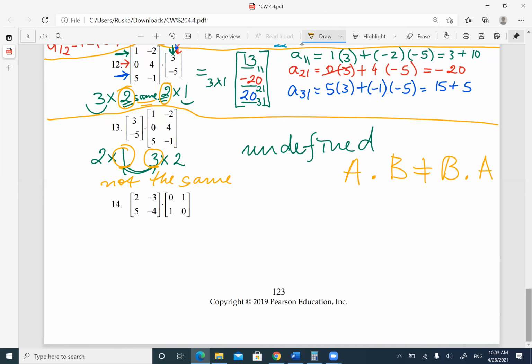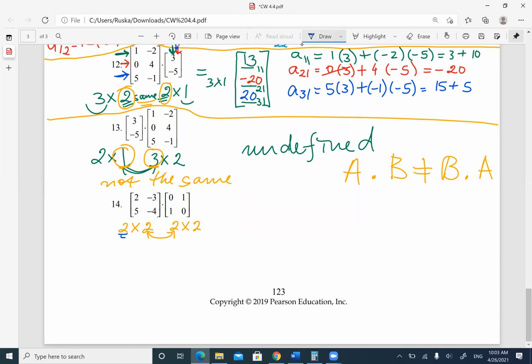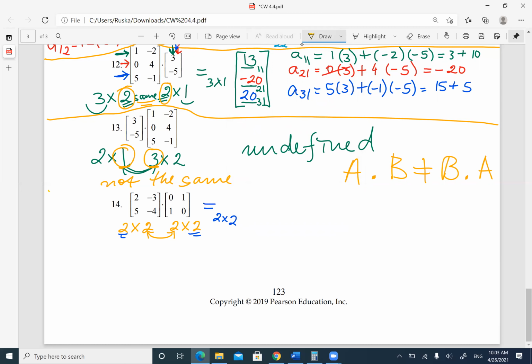Okay, and then we have one more to go, the same idea. So we have 2 by 2, and this is 2 by 2, so we can do it because these two are the same. I mean, they're all 2's, but these two have to be the same, so we can do this. And the answer is going to be what you have here and here. So my answer is going to be also 2 by 2. Okay? Everybody get that? I'm just going to put a line here so it's clear. Okay, so let's do the last one.